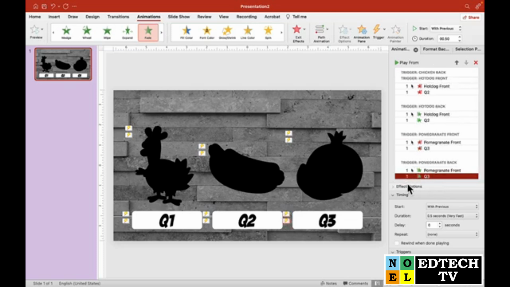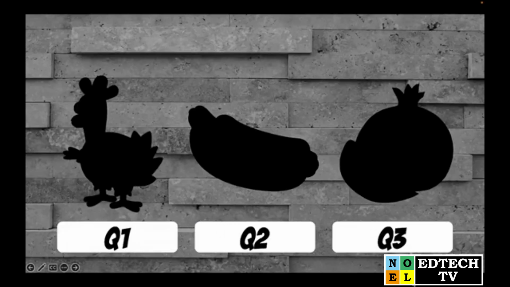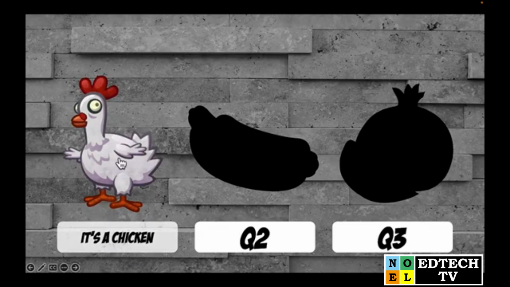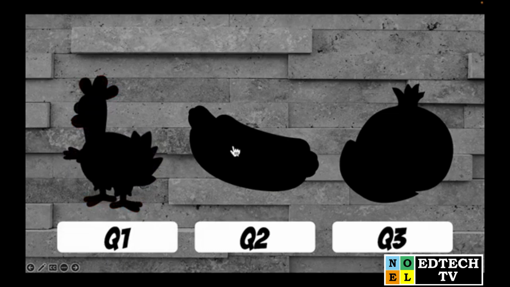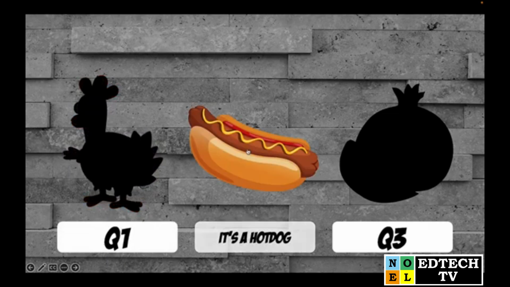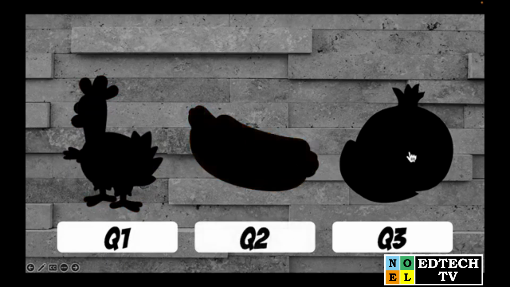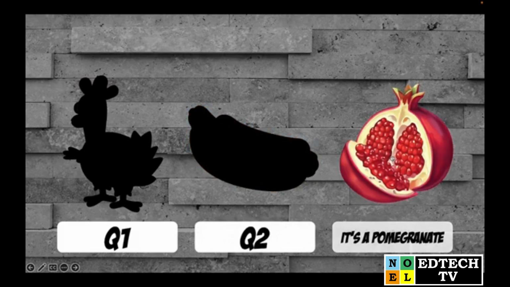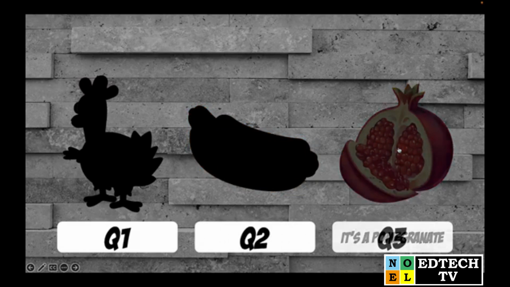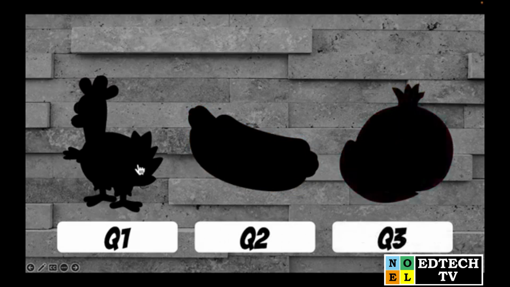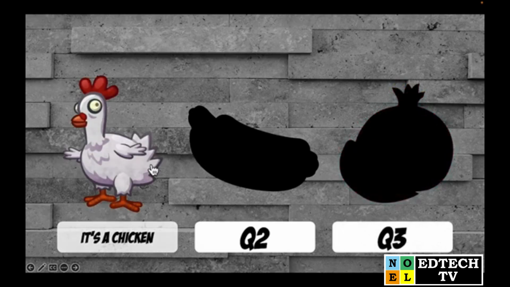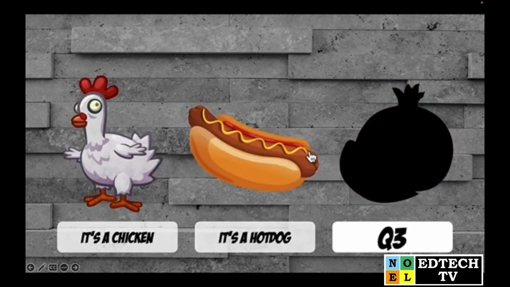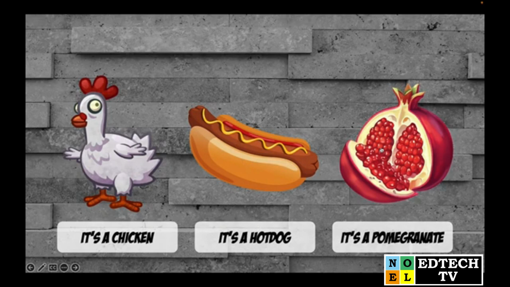Alright, I think we're ready to test this out and see what it looks like. So let's head down here and hit the play button. Let's click on the chicken here. Again, for Q1, maybe you could put like hints, like it's tasty, it clucks, it lives on a farm. This one has a lot of seed, it's red outside, it's sweet and sour. So you can test it out by clicking on any of these images here to reveal the answer, and if you click on it again, it'll hide the answer.